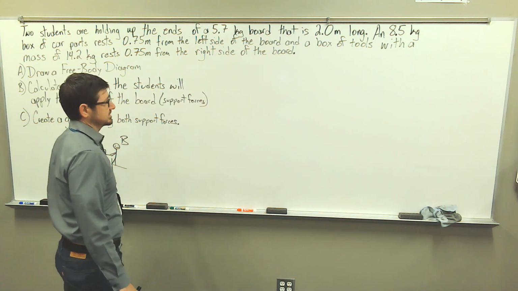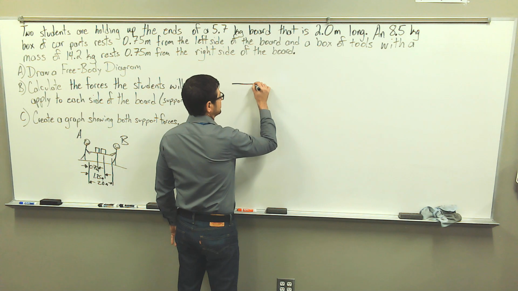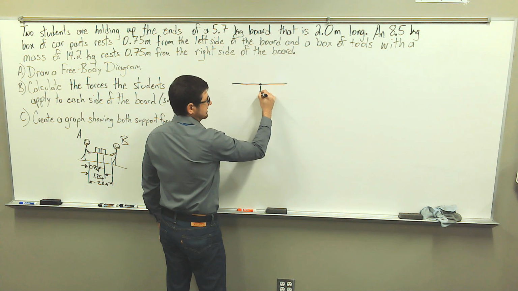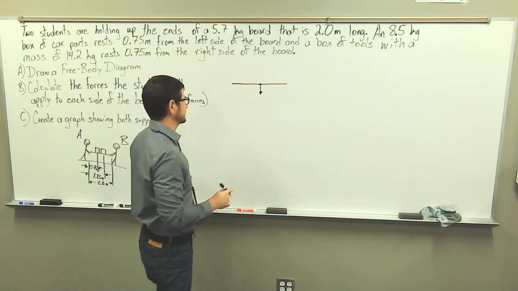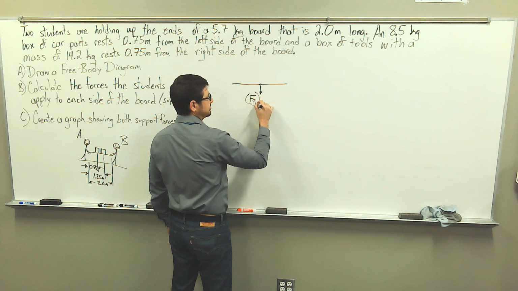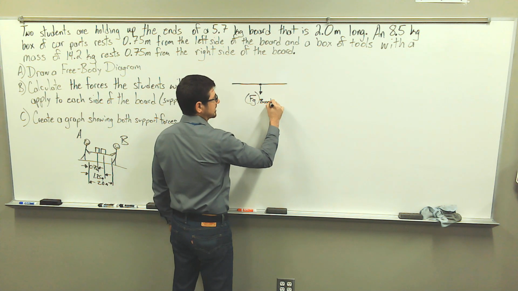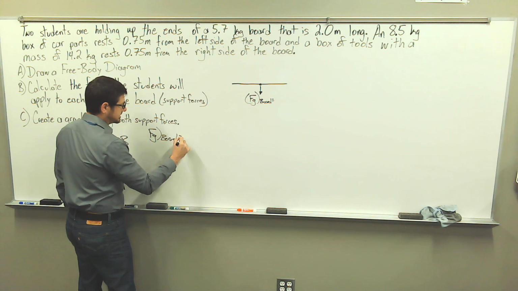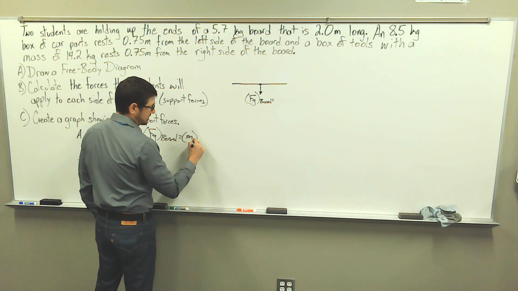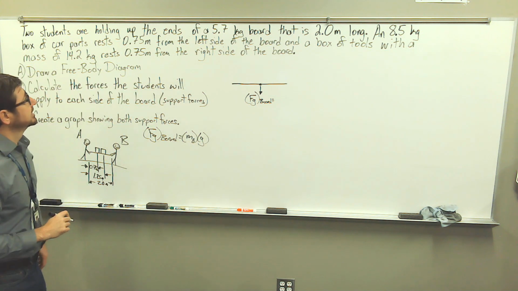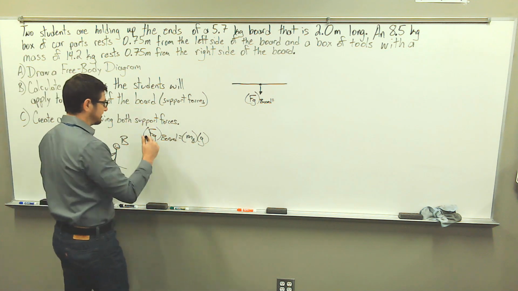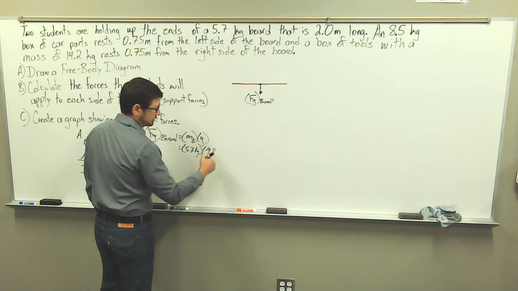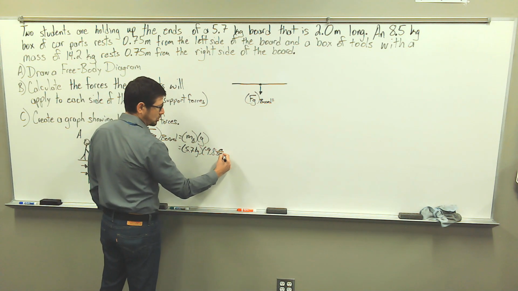Now, what we need to do is go ahead and draw a free body diagram. As you can see, part A says draw a free body diagram. So we're going to draw the board. We are going to have the weight force of the board acting in the very center of the object. We're going to represent this F sub G, the weight force of the board. We're going to calculate that. F sub G sub board is the product of the mass of the board times the acceleration due to gravity. The mass of the board is 5.7 kilograms, times the acceleration due to gravity, negative 9.8 meters per second squared.